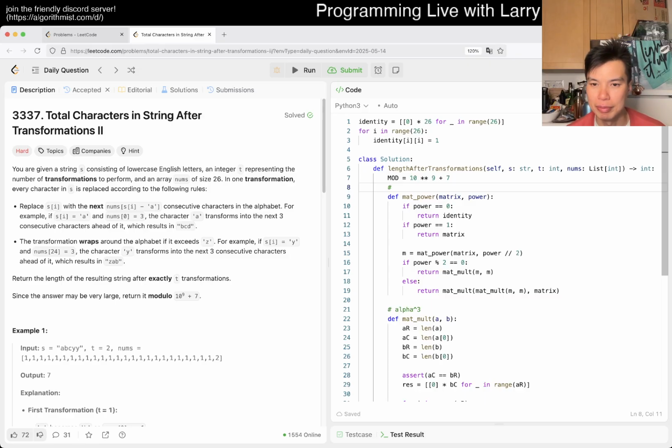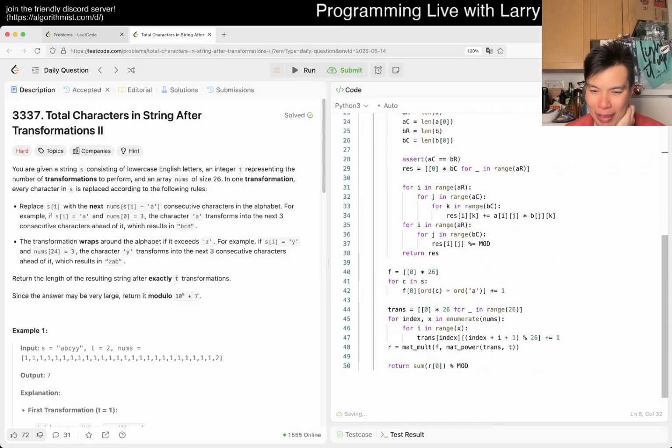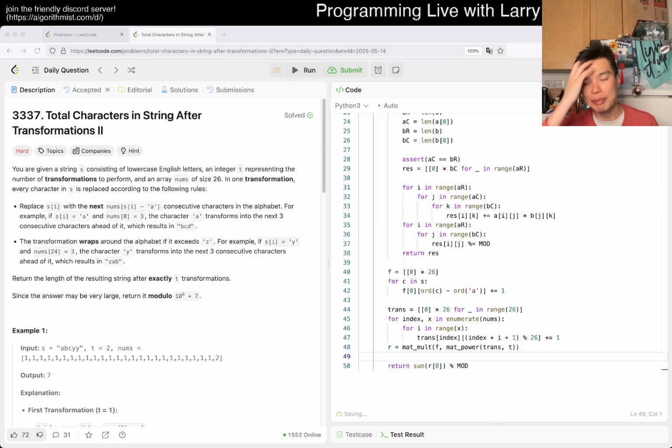And of course, we have a linear number of alpha cube operations, right? So it's like O of linear in t times alpha cube or something like that. And that's basically it. And maybe like one more multiplication. We want to do the math on that. But yeah, that's all I have for this one. Let me know what you think.